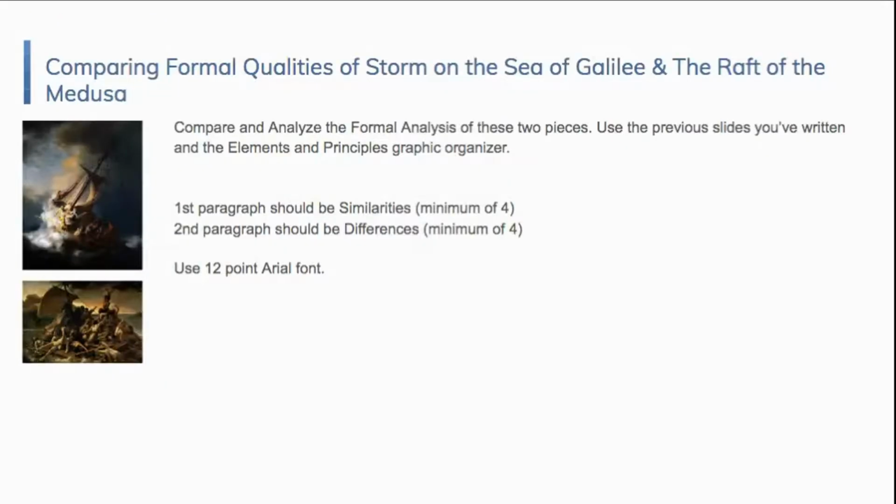This is where it starts to get interesting. So here you're going to compare and contrast. Okay, compare and contrast similarities and differences. The first paragraph should be 4 similarities, and they need to be formal elements. You cannot tell me both of these paintings have boats in them. That's not a formal element. Okay, you can say something along the lines of, both of these artists use a lot of red in their composition, and red is a strong, warm color.